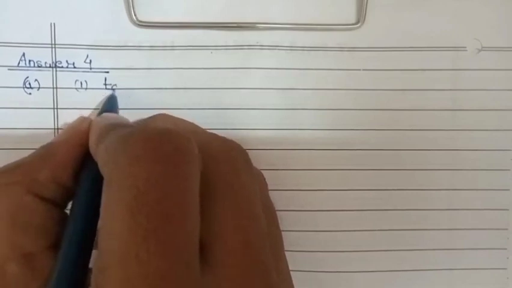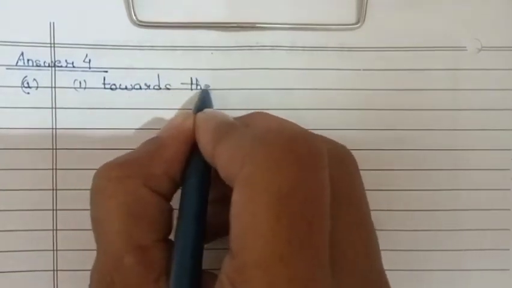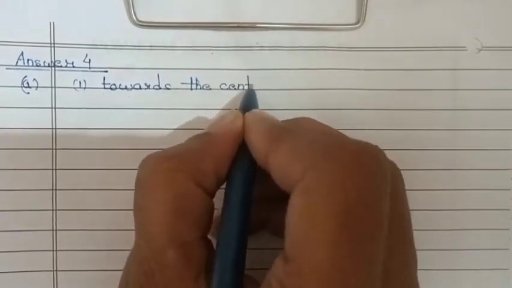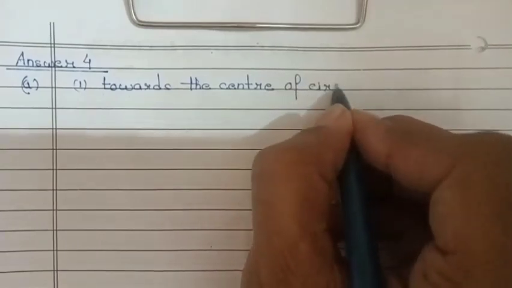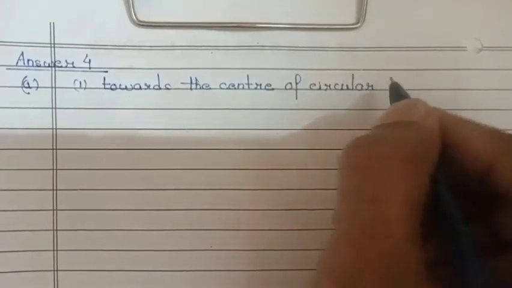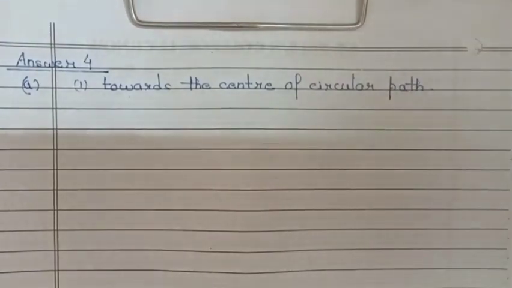The body is moving in a circular path, so we can say that the direction of the acceleration will be towards the center of the circular path. So the direction of acceleration will be towards the center of the circular path.